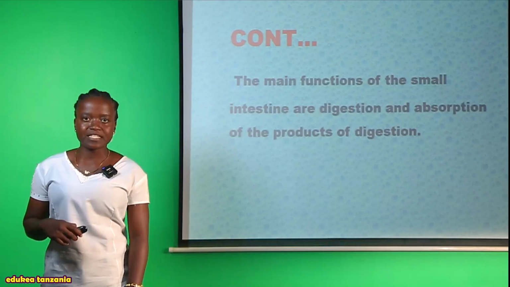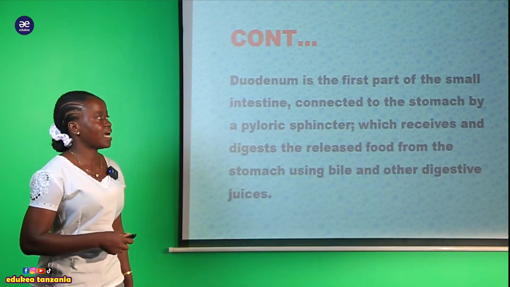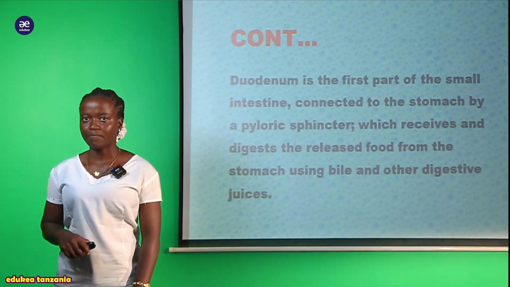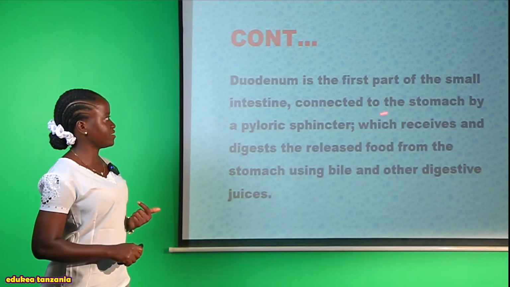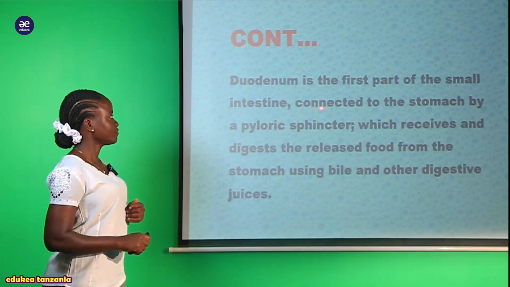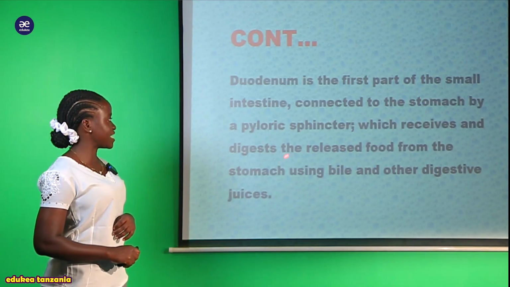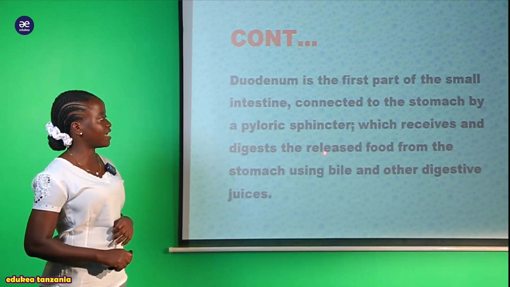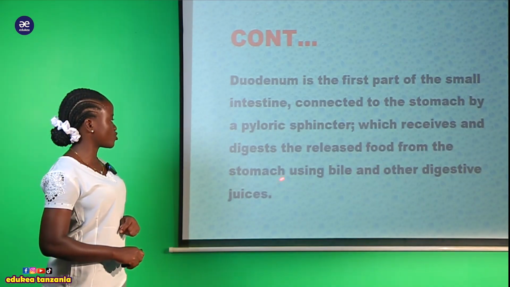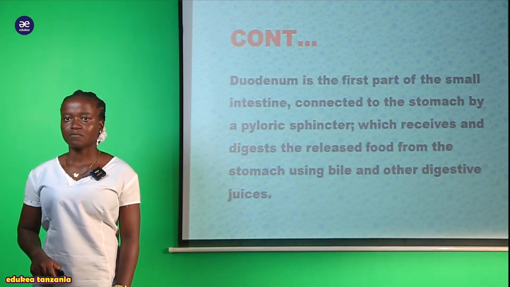And also this organism, apart from the small intestine, has a structure which is the duodenum. They have a structure which is the duodenum. So what is the function of this duodenum? Here we are saying that this duodenum is the first part of the small intestine, connected to the stomach by the pyloric sphincter, which receives and digests the released food from the stomach using the bile and other digestive juices.